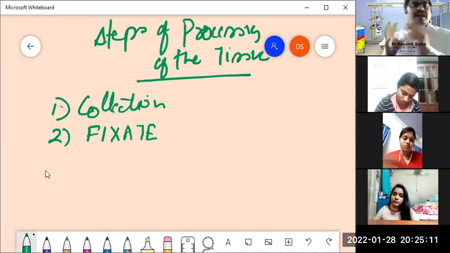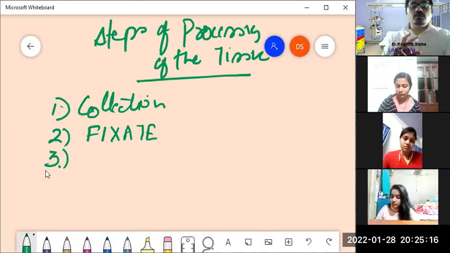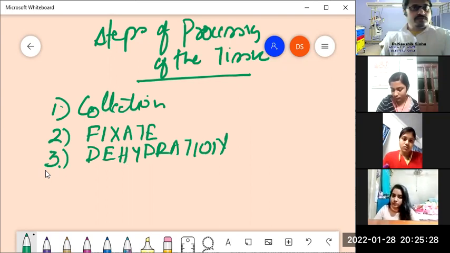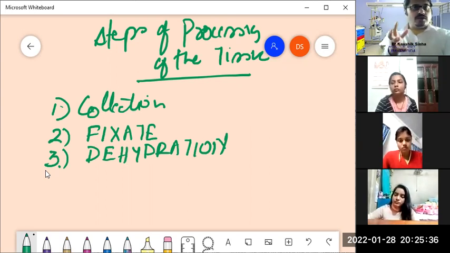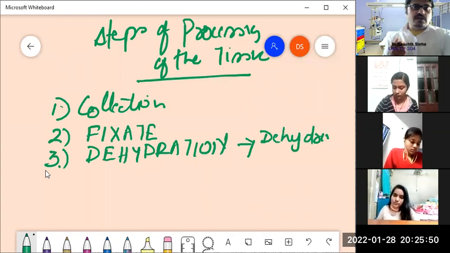Now, since the bulk of the tissue is made up of water, first we need to remove the water. And that step is dehydration. Now, if the bulk of the tissue is removed, as we know, the bulk is made up of water. And if that water is dehydrated, that needs to be replaced by a material with which we dehydrate. That particular material is known as dehydrant material, or simply dehydrant.